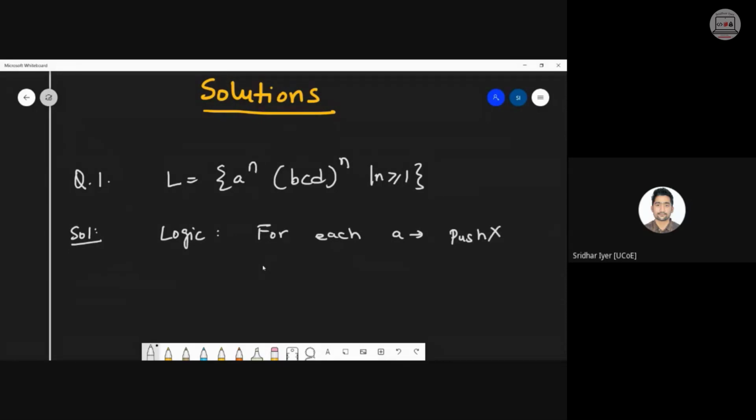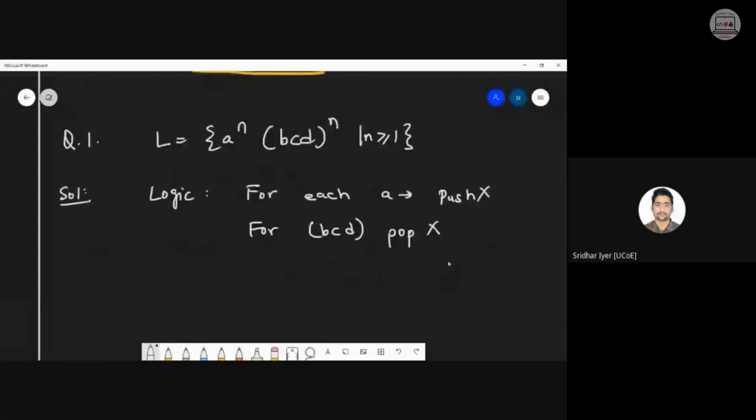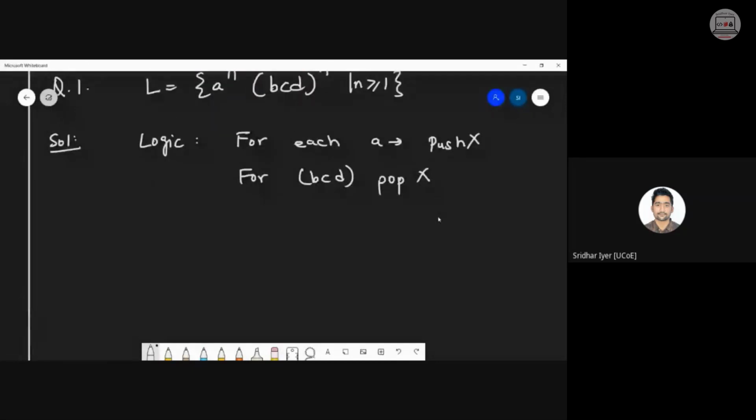For each A, push X. For B, C, D, pop X. That is, once you form BCD, then you need to pop it. We did a similar question yesterday. So let's start with the implementation. I'm straight away jumping into the implementation.